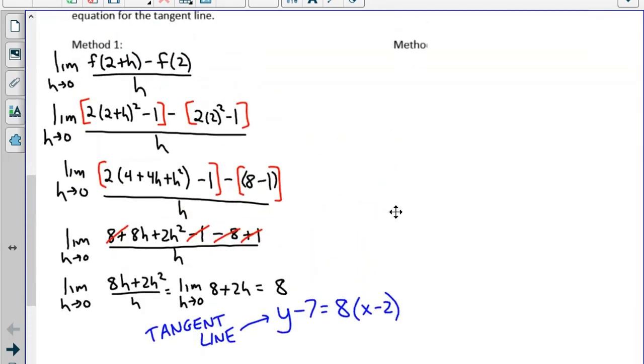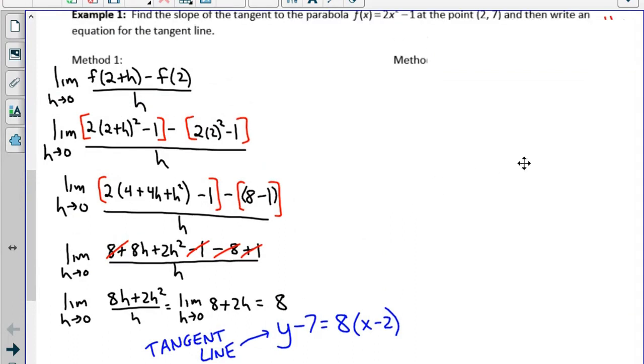Okay, so here is the entire method 1 shown. I'll show it for about 5 seconds. You can press pause if you need to take things into consideration.